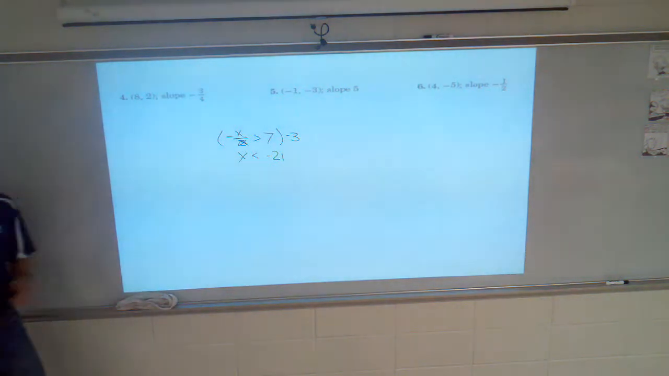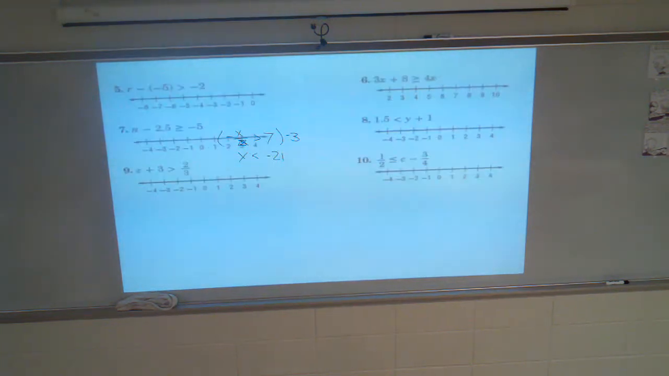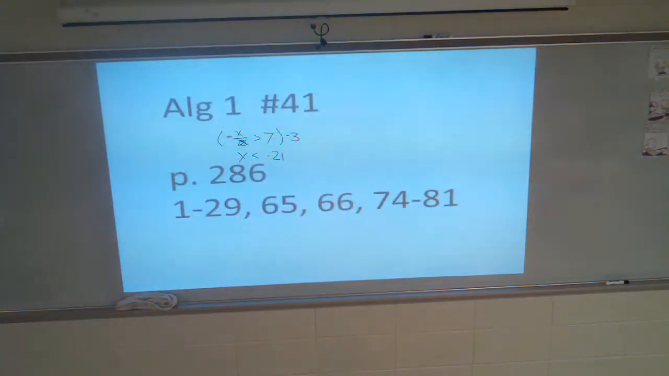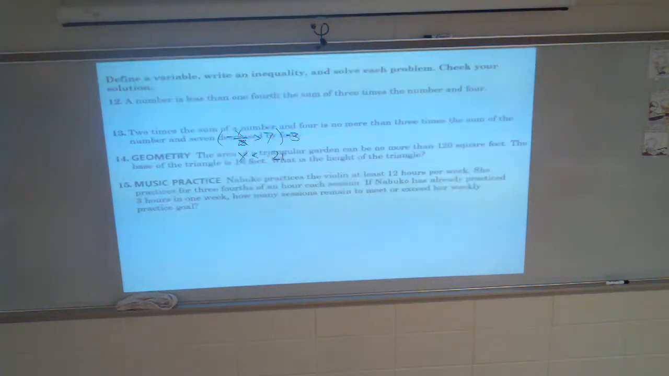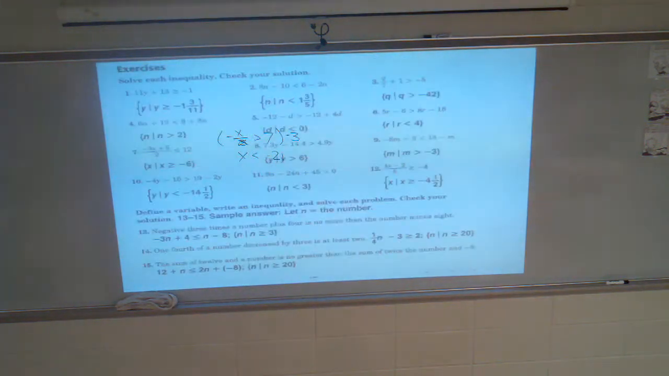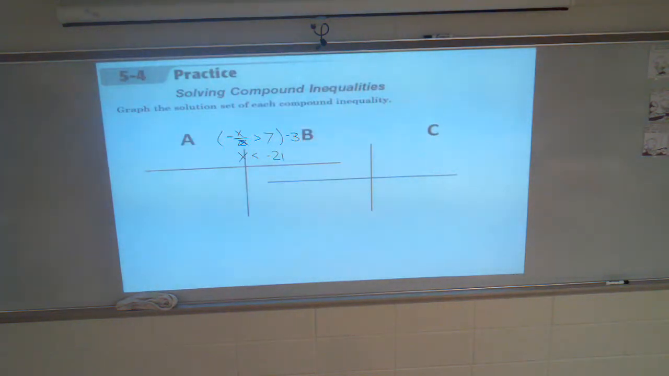And remember, like I said, that is not something that's going to make sense. It's just something that you have to memorize. Okay? So, make sure your variable is on the left. If you multiply or divide by a negative number, you have to flip the sign. And here we go.